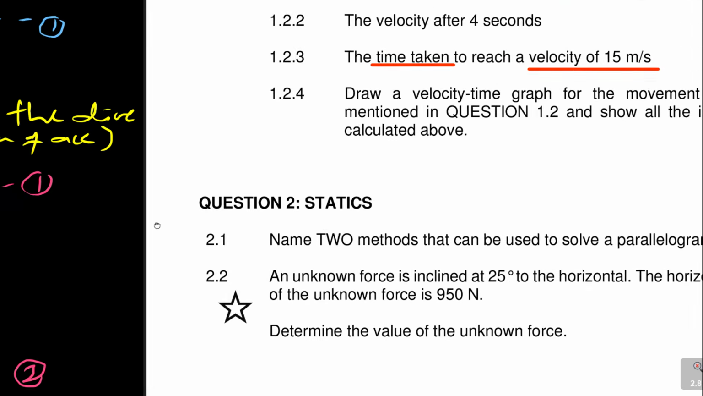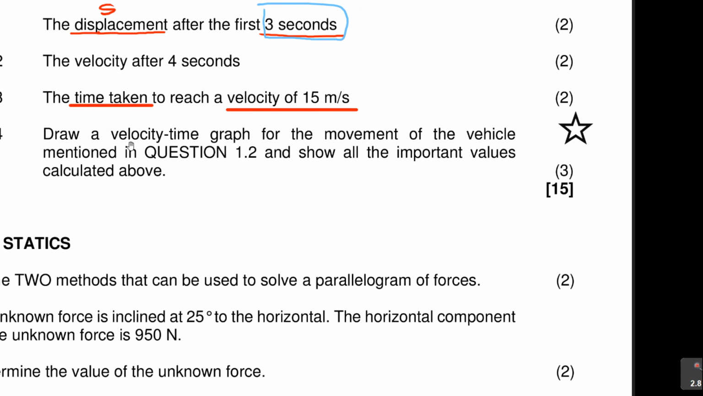So that is that. And then the next one says draw a velocity time graph for the movement of the vehicle. So what are we drawing here? Look, it's a velocity time graph. Be careful there. You need to know the type of graph. There is a displacement time graph. There is a velocity time graph. There is an acceleration time graph. But this one is a velocity time graph for the movement of the vehicle mentioned in question 1.2. Okay, and then show all the important values calculated above.